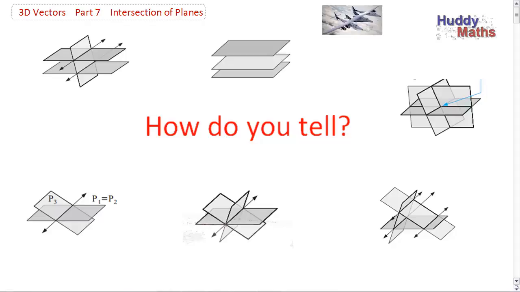Welcome to the last part in this 3D vectors course, and we're looking at intersections of planes, and we're asking the question, how do you tell whether they're going to intersect and what that intersection is going to be like?